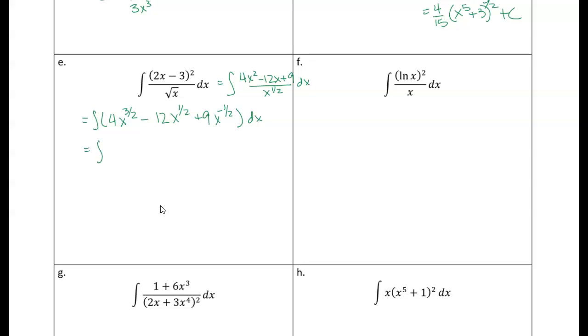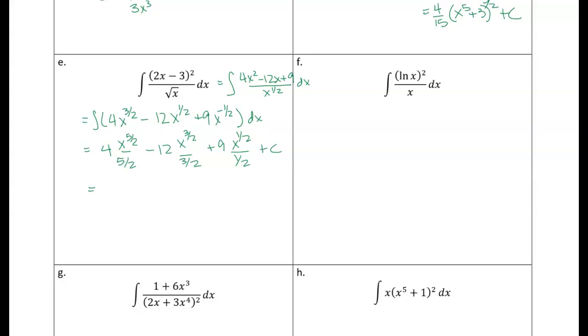All right, so then I can just use the reverse power rule. So I've got 4, whoops, actually I don't need the integral anymore. I'm doing the antiderivative now. So the antiderivative is going to be 4, the constant, and then the antiderivative of x to the 3/2 is going to be x to the 5/2 over 5/2, minus 12 x to the 3/2, right? I'm just adding 1 to the exponent over 3/2, and then plus 9 x to the 1/2, right? I'm just adding 1 to negative 1/2, and then over 1/2, and then plus c.